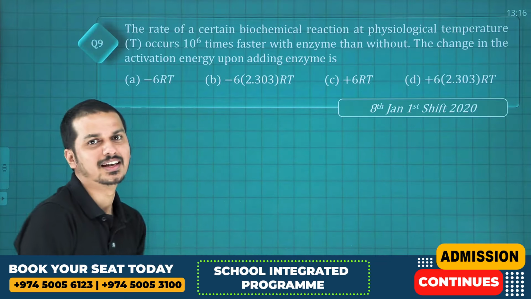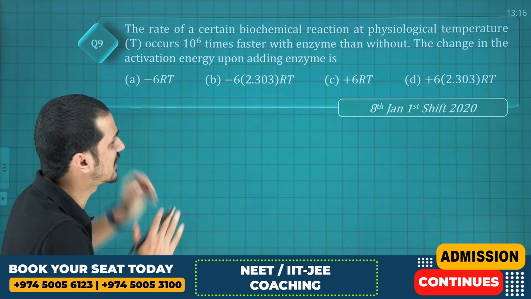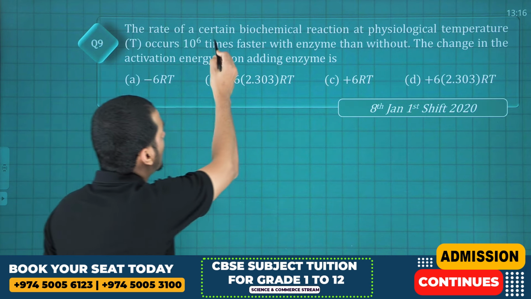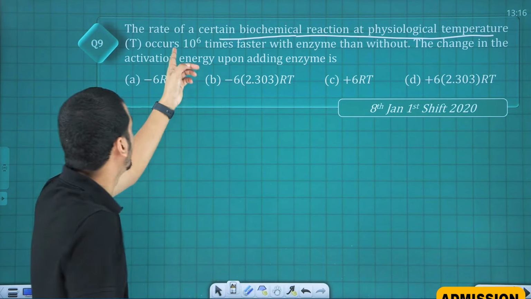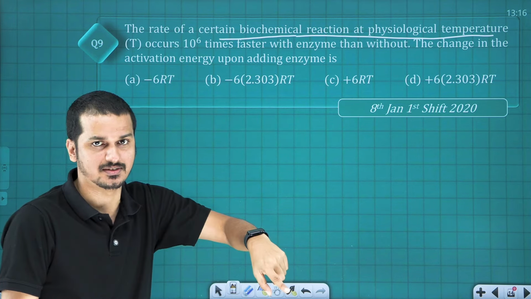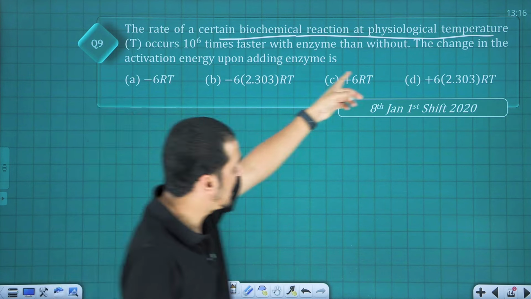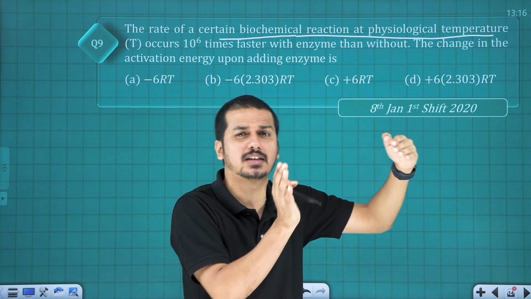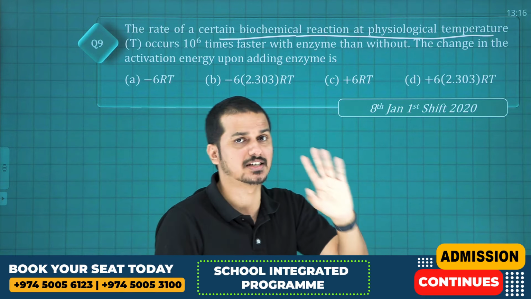This is 2020. Again, they asked in the same way. What's the question? Here also, it is related to the Arrhenius equation and the rate of reaction. The rate of a certain biochemical reaction at physiological temperature T is 10 raised to 6 times faster with the enzyme catalyst than without. Without the catalyst, the reaction takes place at a rate constant K1, then it becomes 10 raised to 6 times K1 with the catalyst.